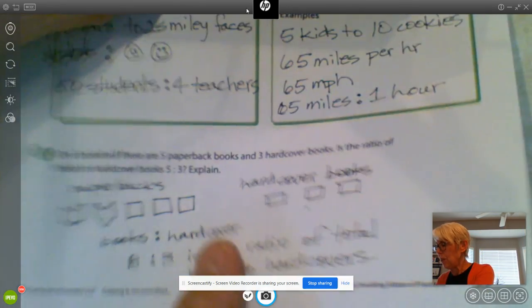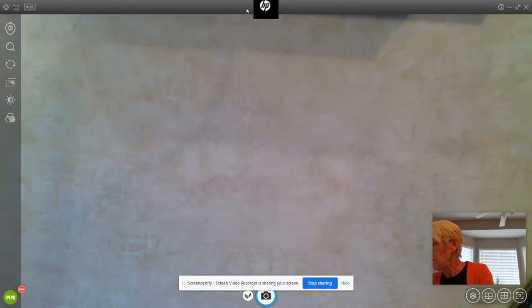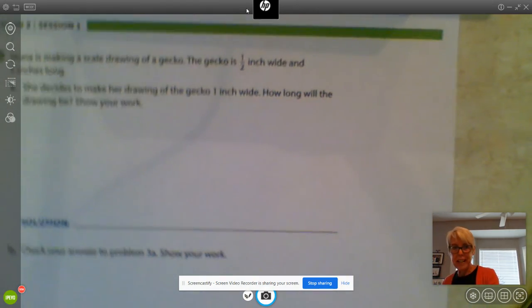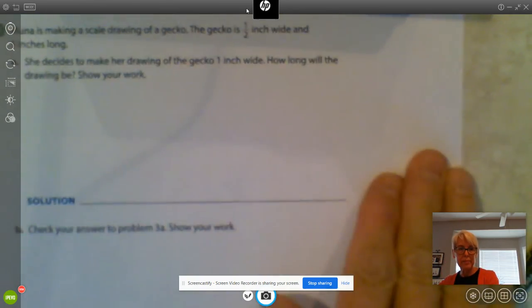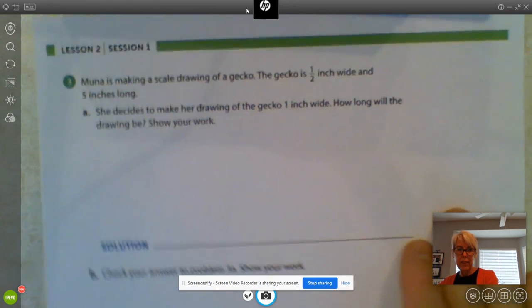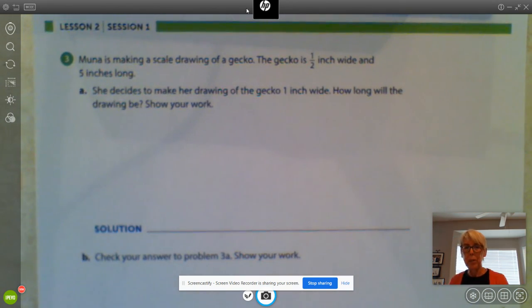All right, you are going to flip now to the iguana page, page 36. Actually, this is more like a gecko than an iguana. So this problem has to do with this lovely gecko sitting on the twig. This is on page 36. Muna is making a scale drawing of a gecko. Geckos are tiny, iguanas are big. So this gecko is 1/2 inch wide and 5 inches long. She decides to make her drawing of the gecko 1 inch wide. How long will the drawing be?